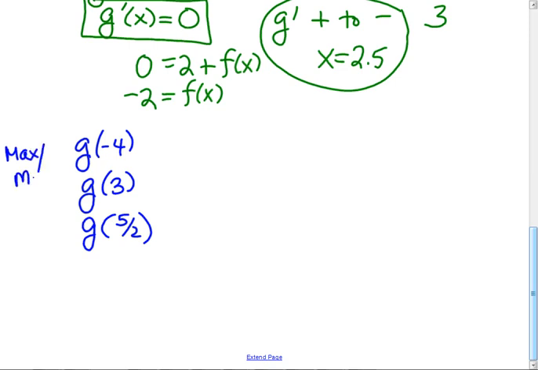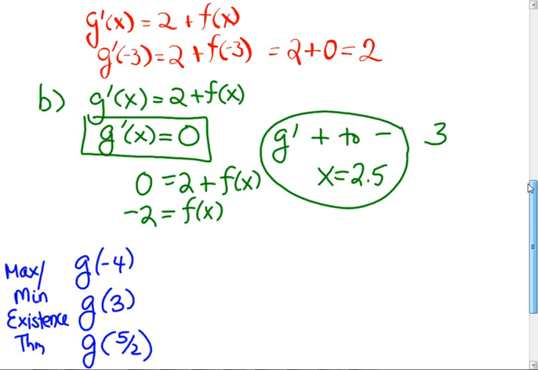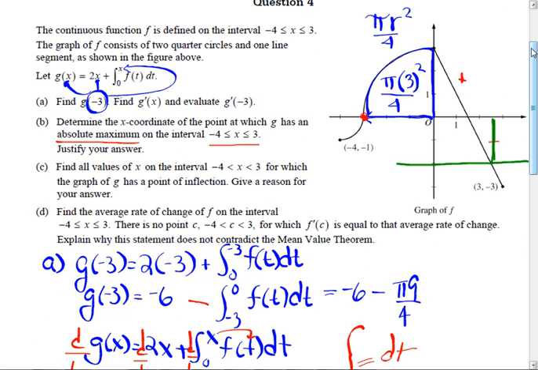Yeah, this is not the graph of the derivative. This is the graph of f. G is 2 plus that integral. It's a shift. G prime is equal to 2 plus f of x. So it's this graph shifted. So this is where my derivative goes from positive to negative. Okay?